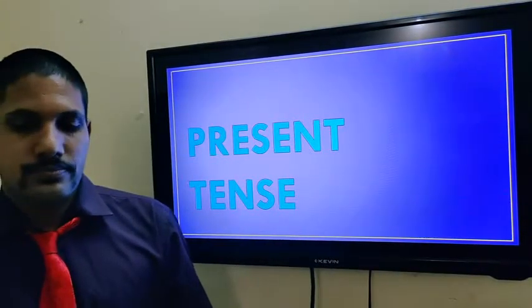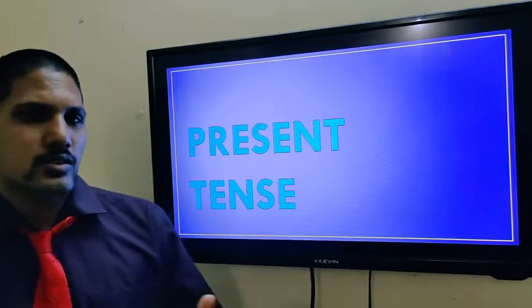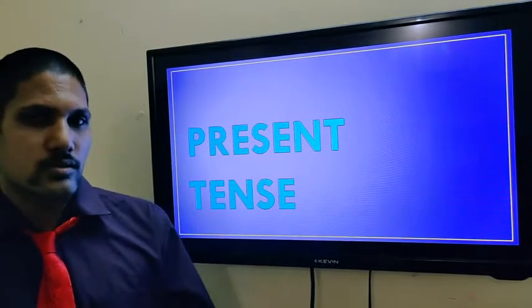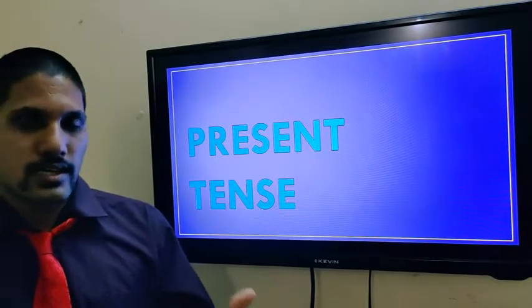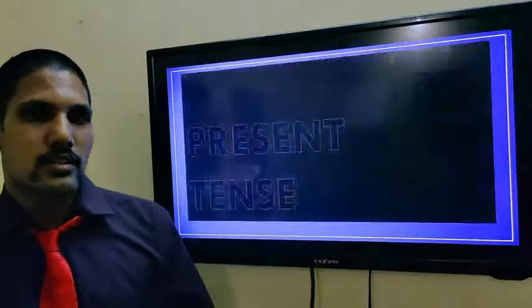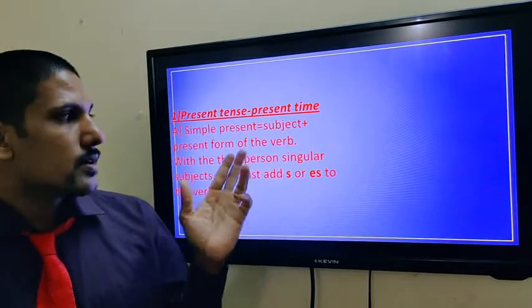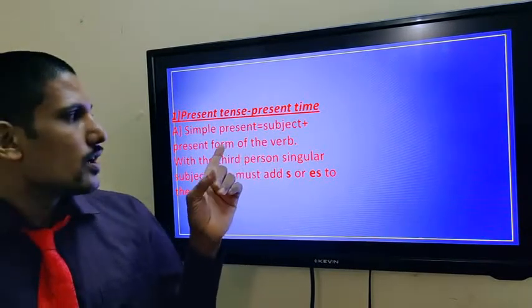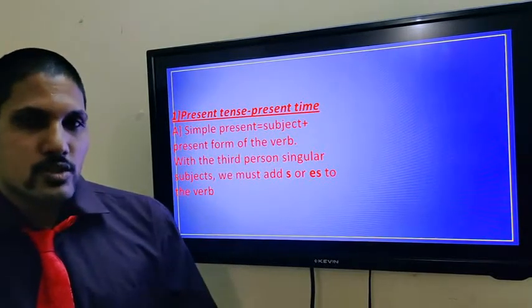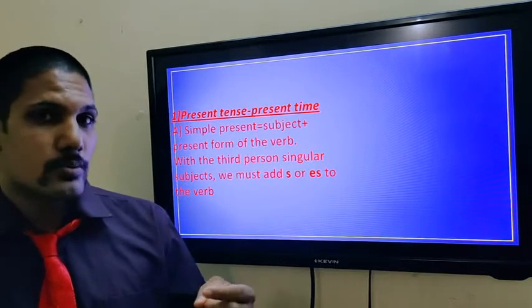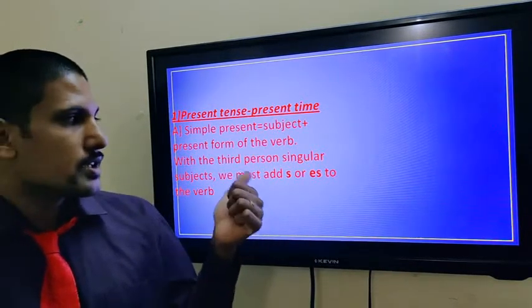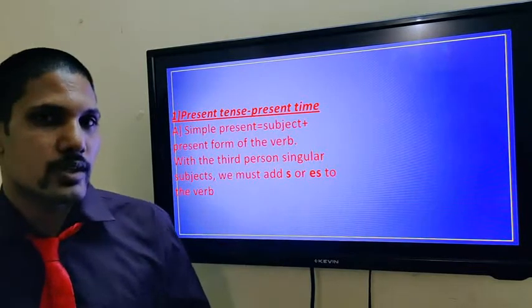Present tense means things that are happening now, which is going on at the time of speaking. Present tense, present time. First one is simple present tense. How to form simple present tense? Subject plus present form of the verb.